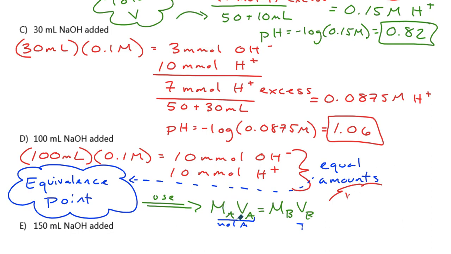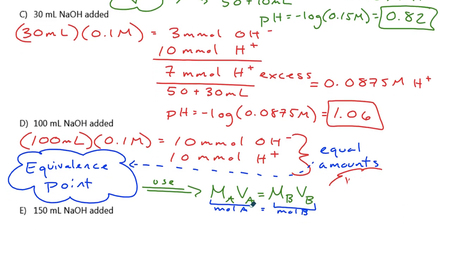M1V1, or MAVA, when you multiply molarity times volume, what you get left is moles. So I'm basically saying moles of A equals moles of B. I have equal amounts. So what I can do is I can plug this in.